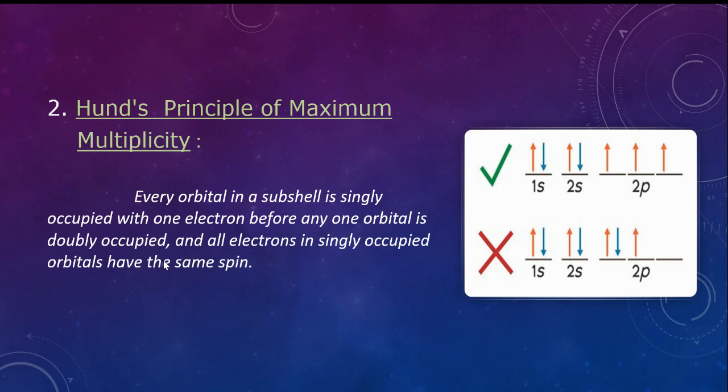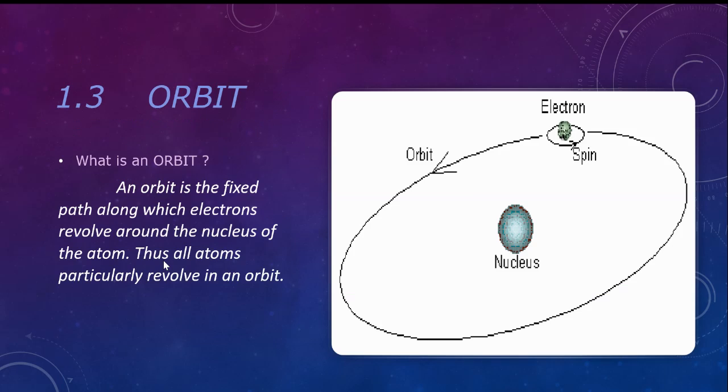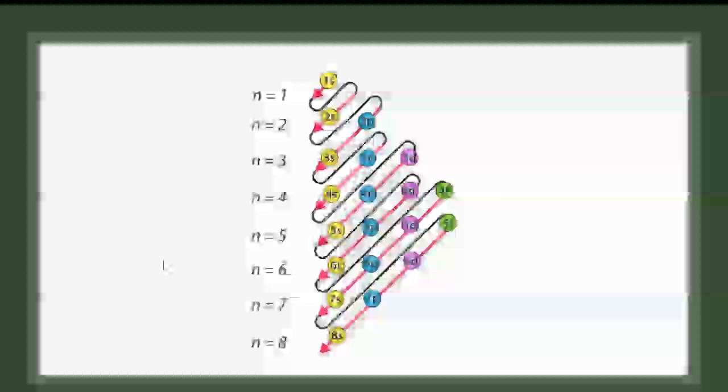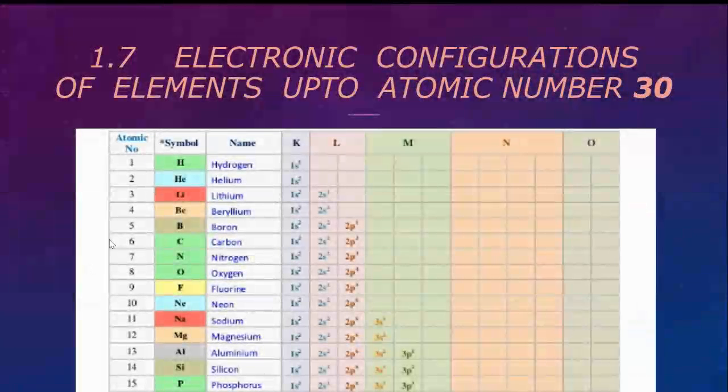The second rule is Hund's rule. This deals with the pairing of the electrons. It says that pairing up of the electrons takes place only when all the orbitals are filled with a single electron. Then the Pauli principle says that for any two electrons, all four quantum numbers will not be the same. While writing the electronic configuration, we should follow all these rules. Let us start from here.